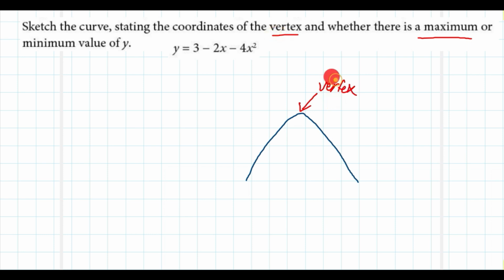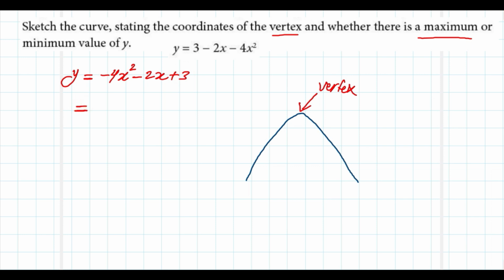Then how to find that vertex? We need to convert the quadratic into another form, which is called the vertex form. And the vertex form is achieved by completing the square method. As we said before, completing the square method works like this. We first need to write down the function in descending order. That means it's -4x squared minus 2x plus 3.